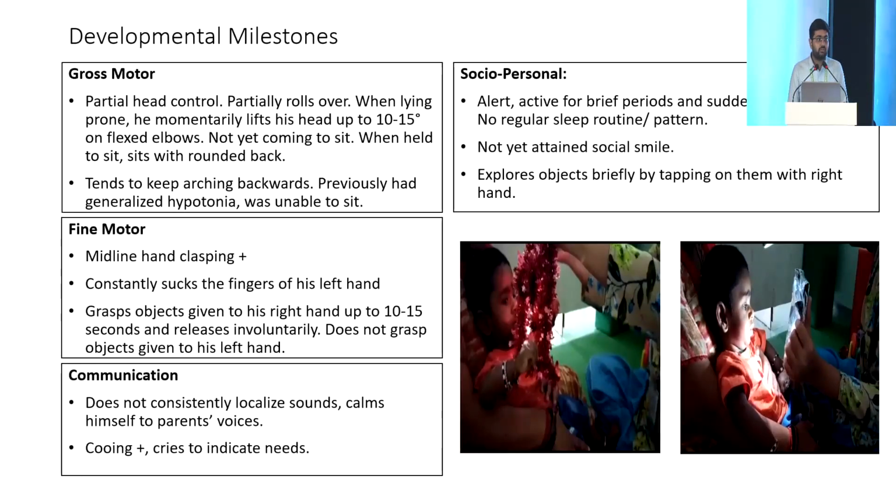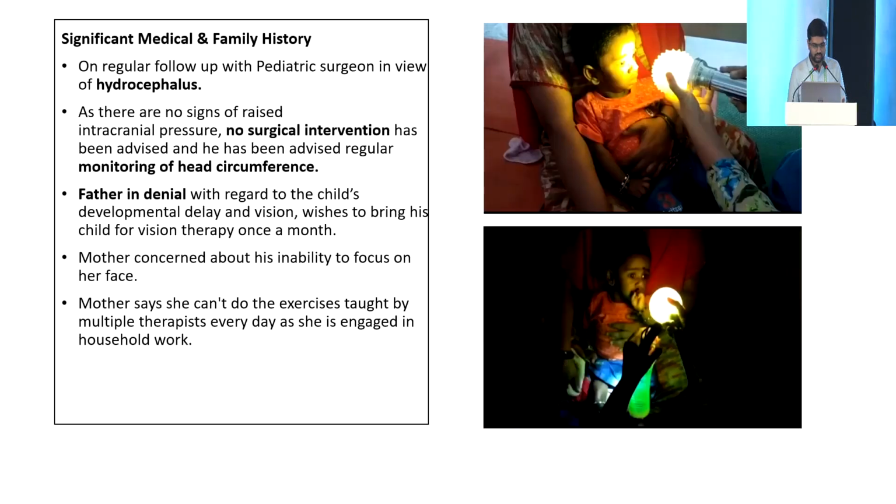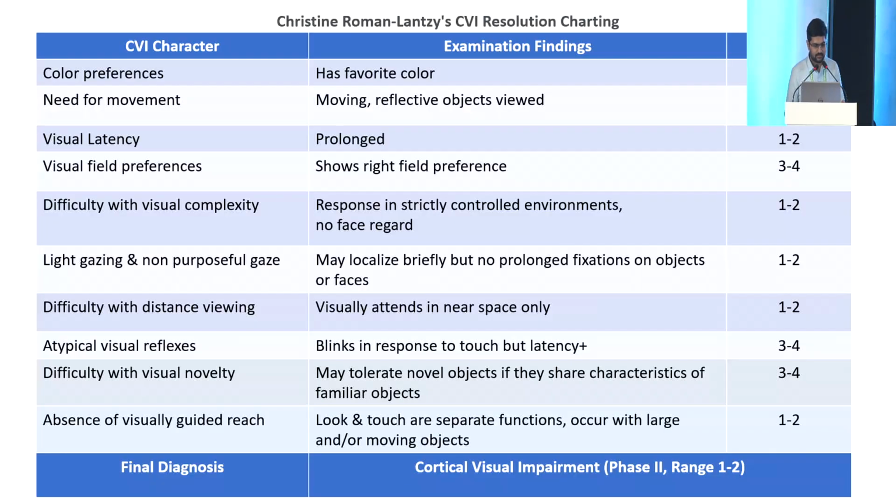Developmental milestones showed delay in all the modalities: gross motor, fine motor, communication, and socio-personal. Significant history was that he had hydrocephalus, but no surgical intervention was carried out because there were no signs of any raised intracranial pressure. Only monitoring of head circumference was done. Father was in complete denial of the disease and was not ready to follow up regularly, and mother was overburdened, and she was not very regularly following up with the vision stimulation exercises.